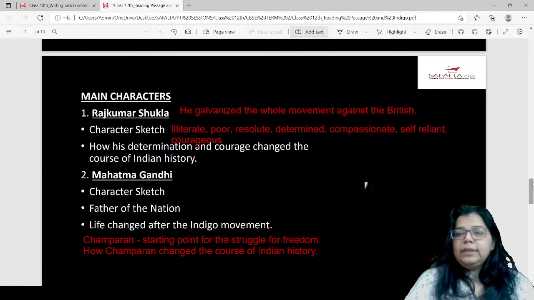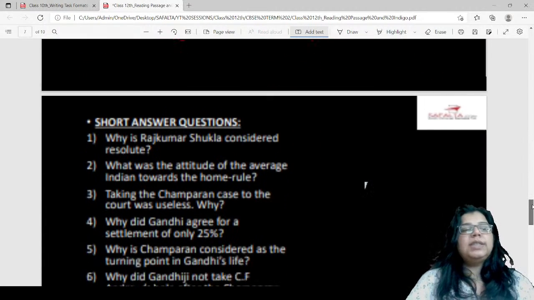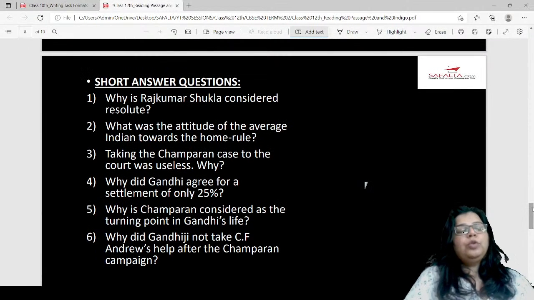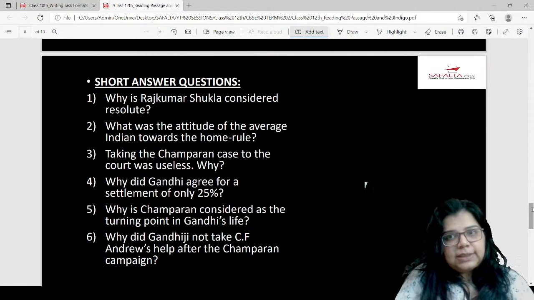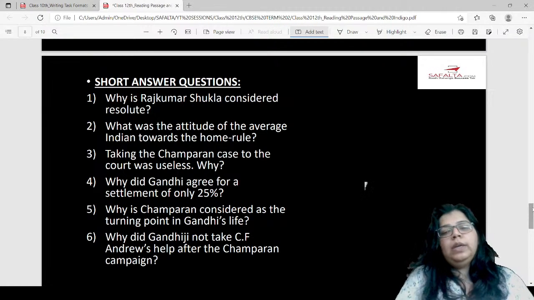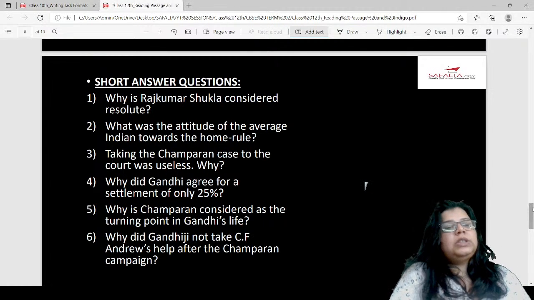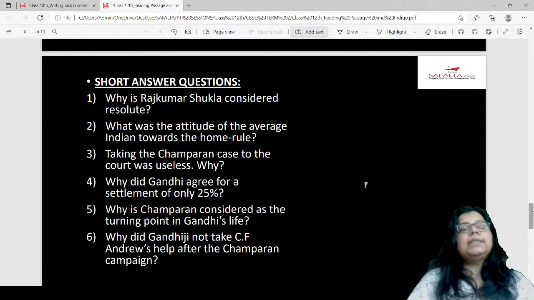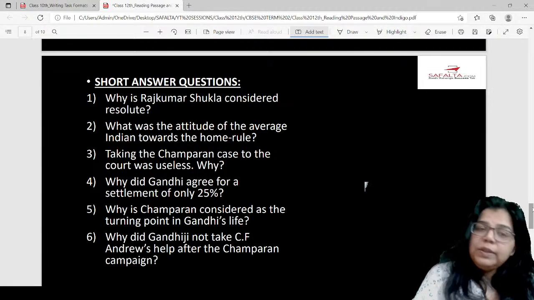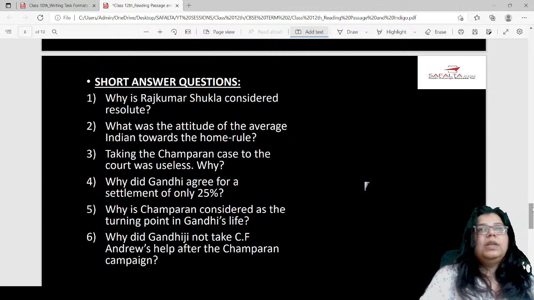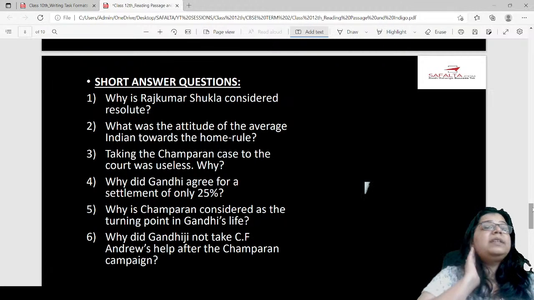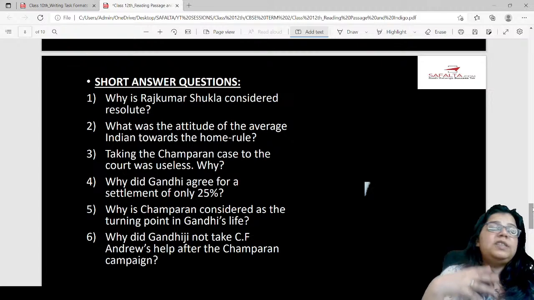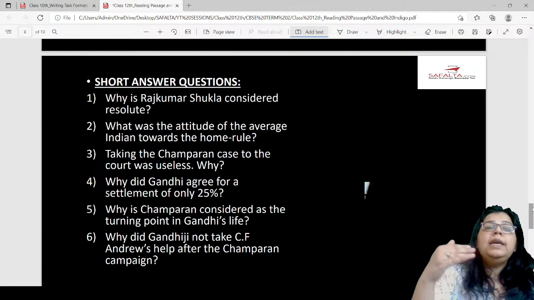Now let's go ahead and see some specific questions that can be asked, out of which some of them we've already discussed in the discussion that we've just had. Okay. So the first question is, why is Rajkumar Shukla considered resolute? Why is he considered resolute? So I've already given you the answer. See, he was a self-reliant man. He was a courageous man. So he did not wait for others to come and help him. In fact, he went all out by himself, despite being poor, despite being illiterate.